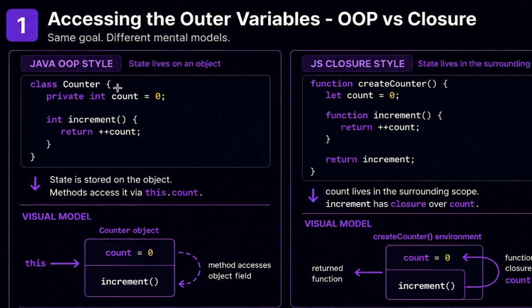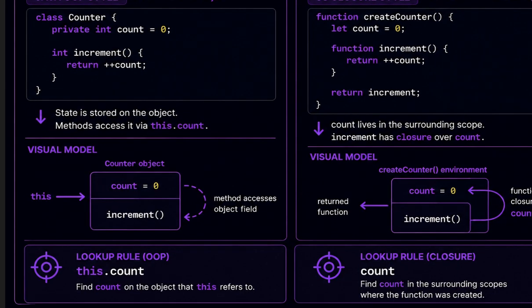So if you're from a Java kind of language background, if you want to access the private variable in the inner function, then you use the count method, and the state, the count, is protected by the private variable modifier. So you're able to do this, find the count on the object that this refers to, and that's how you do it in the object-oriented language.